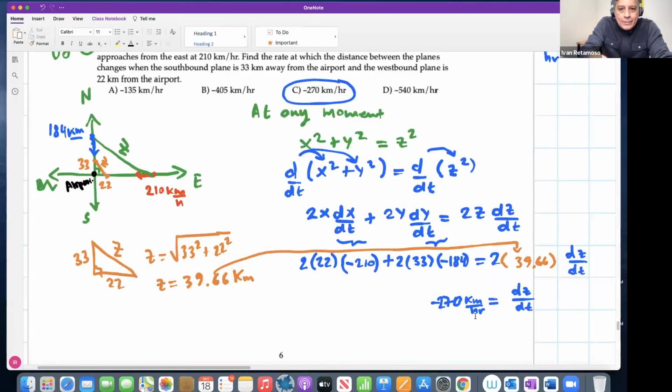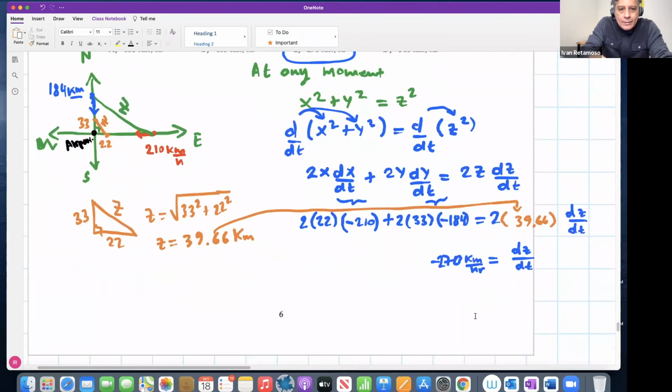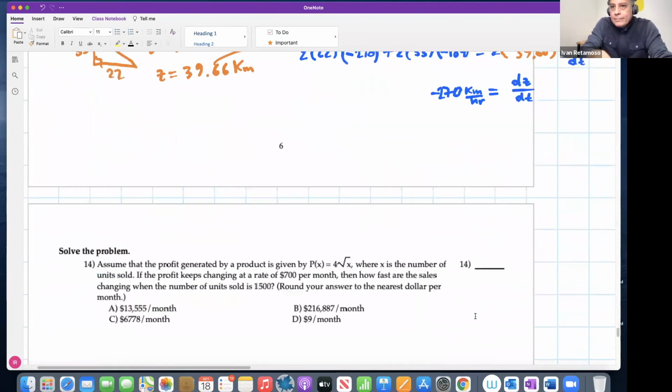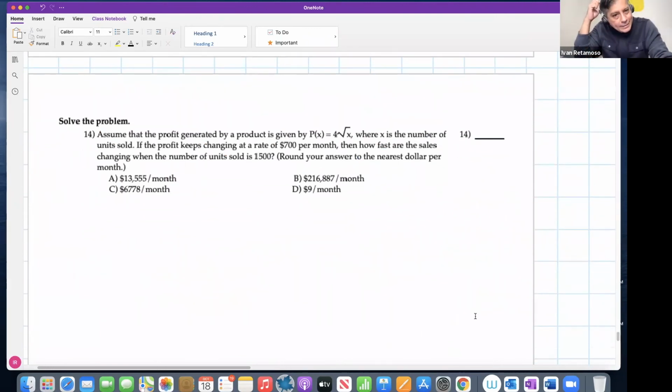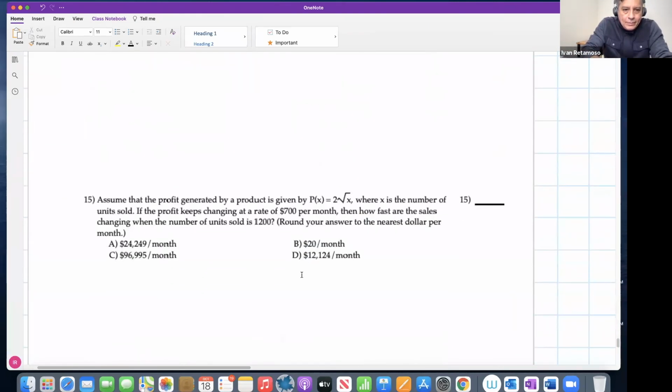All right, so now let's move to this last form that I want to cover. It is related to finance, an application of this to finance. Let me explain number 14, and I will ask you to do number 15, which is similar, okay?